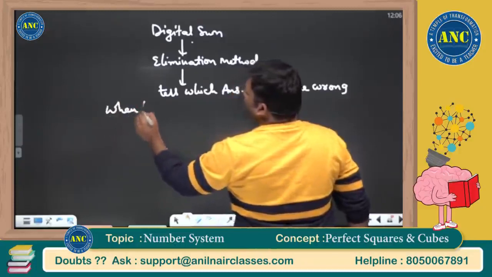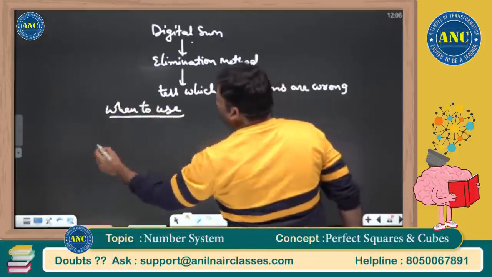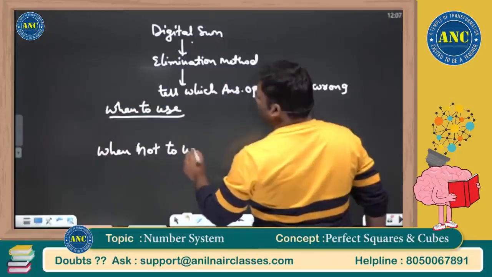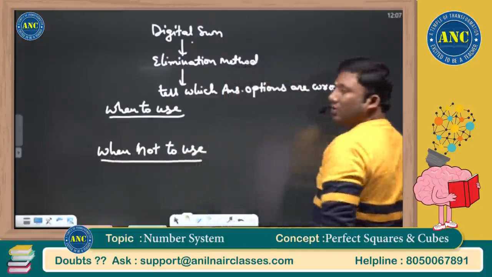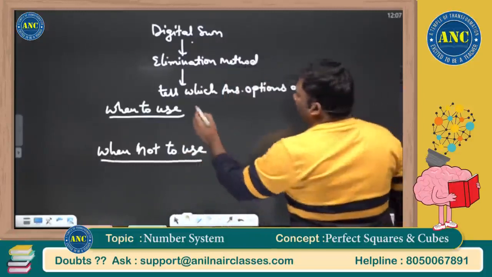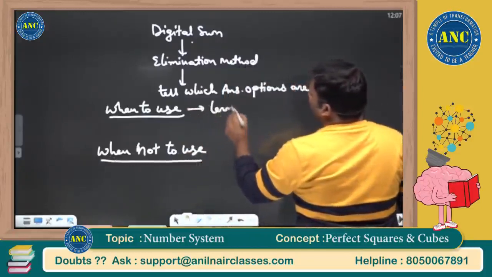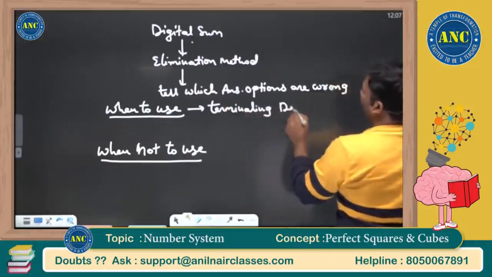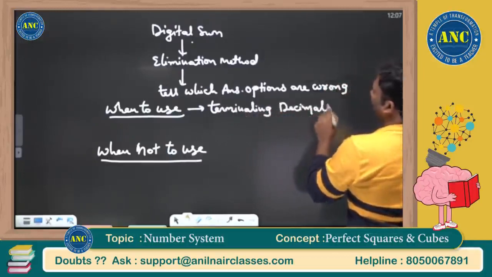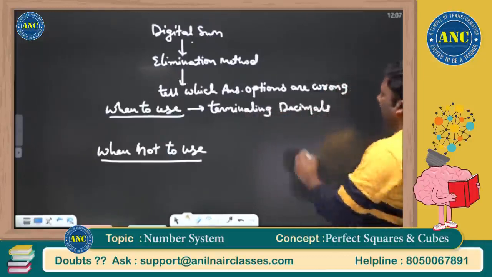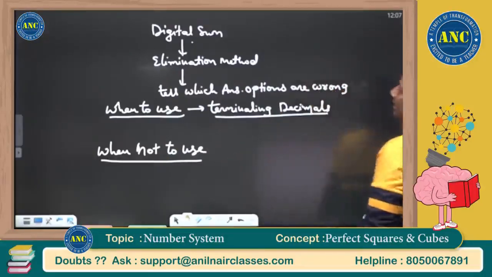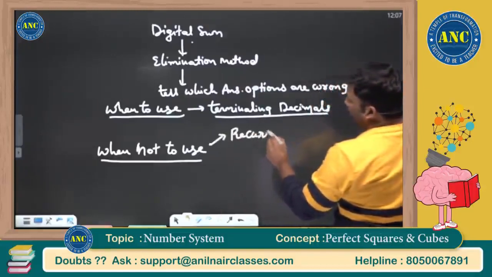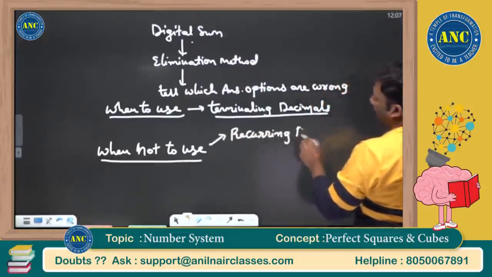When to use it: most of the teachers don't tell this, and that is the reason most of the students get confused about when not to use it. It can be used for all decimal values wherever there are terminating decimals. It will help us eliminate incorrect answer options. When not to use it: you should never use this logic for recurring decimals.